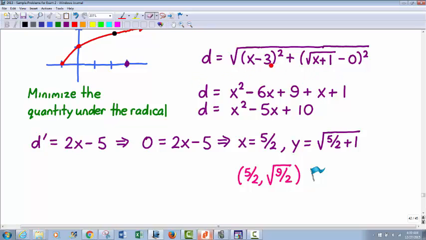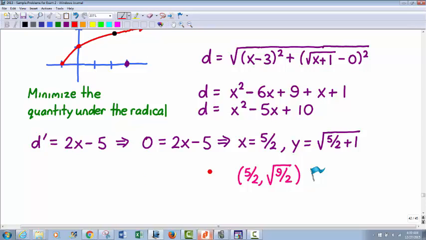So you FOIL this out. X minus 3 squared would give you x squared minus 6x plus 9. Remember, we have to square a binomial. It's not x squared plus 9. That's incorrect. Over here, we subtract 0, nothing's happening, so squaring a square root kills that out. Then x plus 1. Combine these terms, and you get x squared minus 5x plus 10.